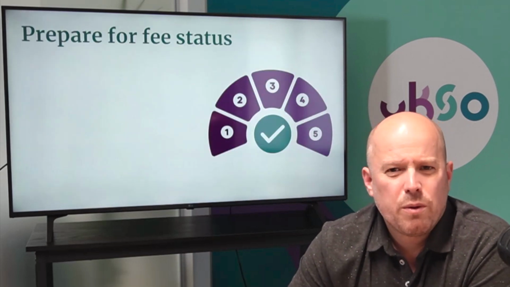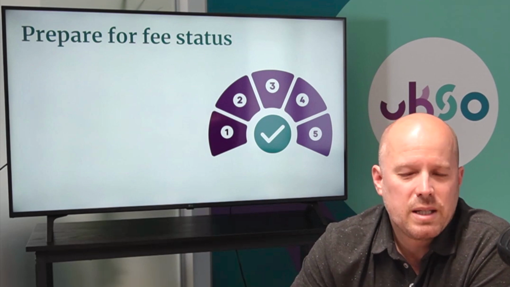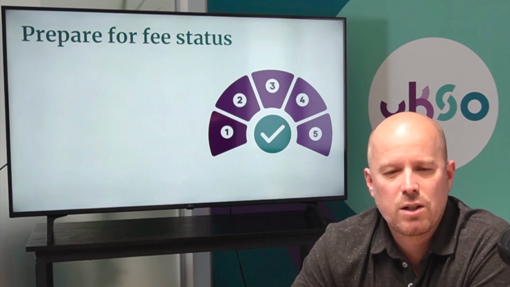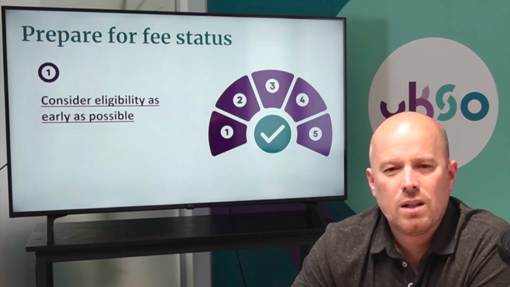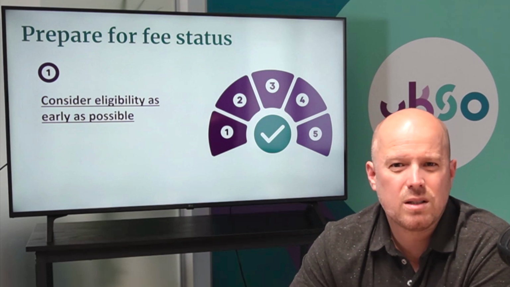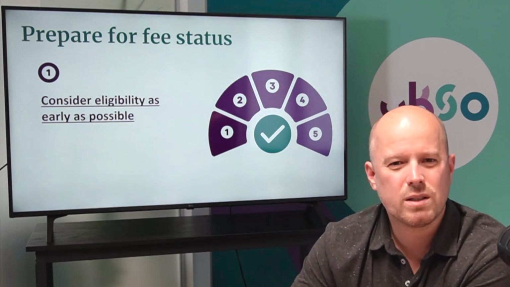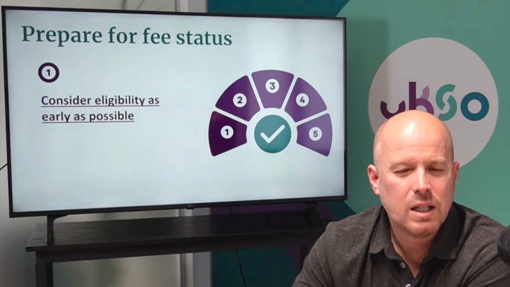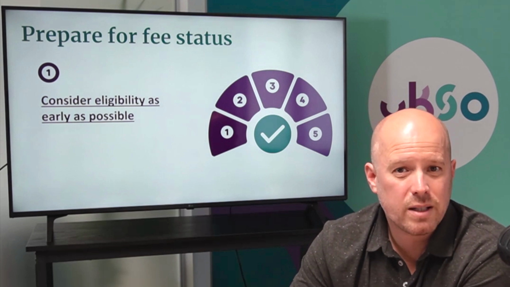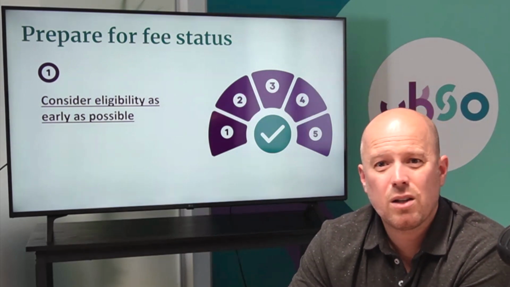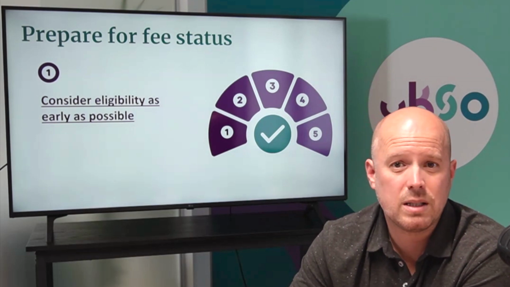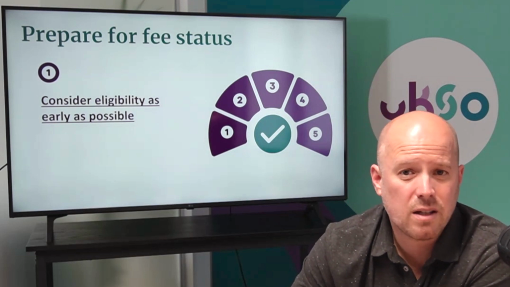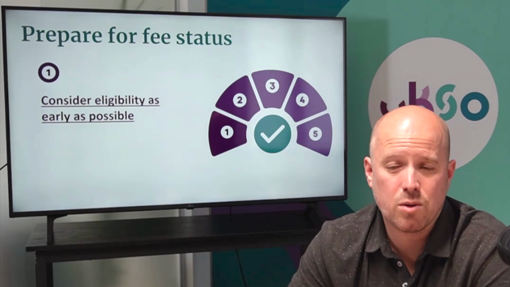So how can you prepare for fee status? What are some top tips to make sure you're the best chance of getting home fees at UK university? So number one, consider your eligibility as early as possible. Really important to think about this early. Don't just look at this when you're applying to university because it could mean that you're starting on overseas fees. You might not have that ability to get the home fees at the start of your course or at any point of your course. So really important.